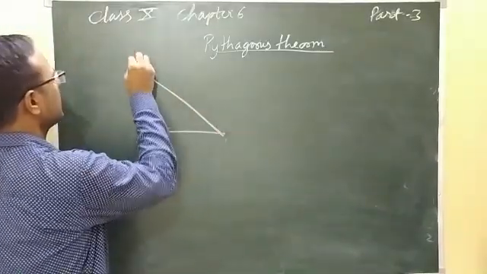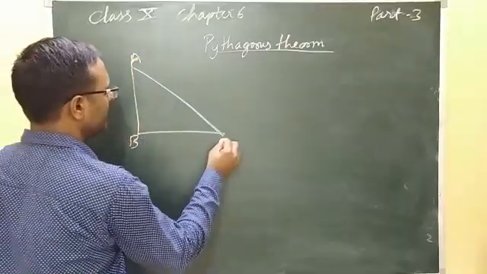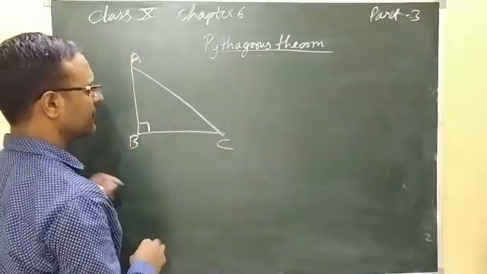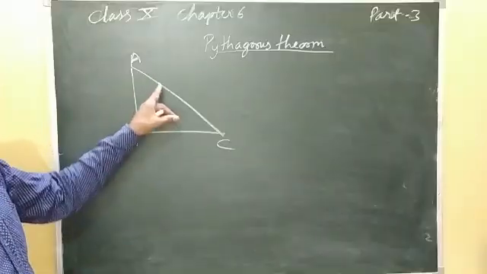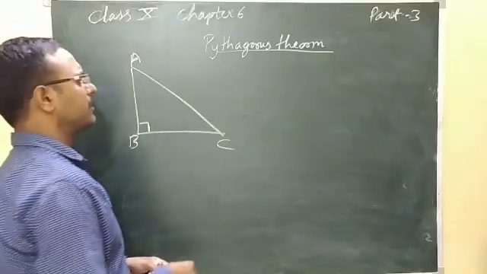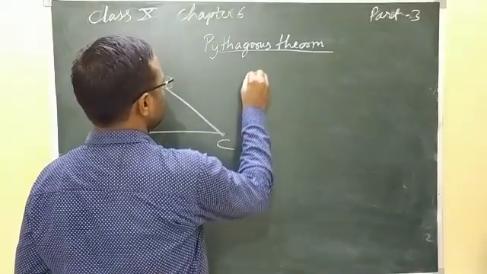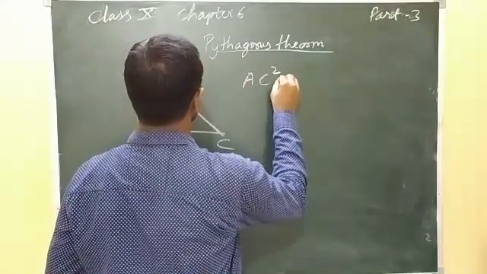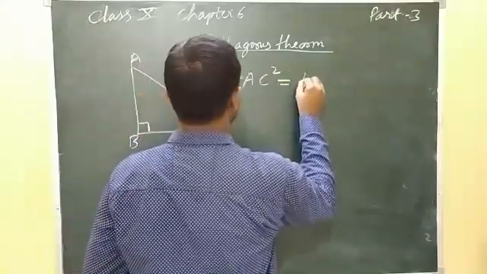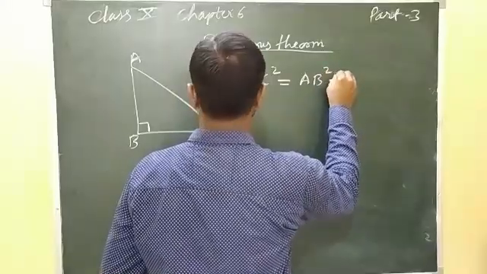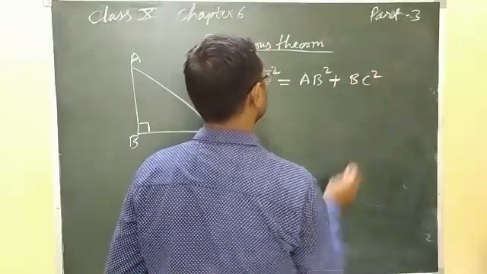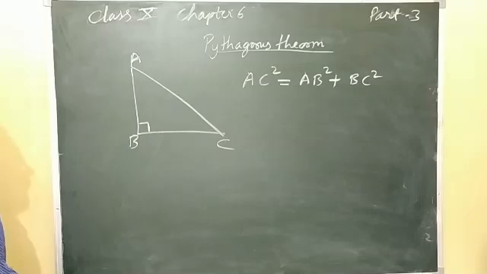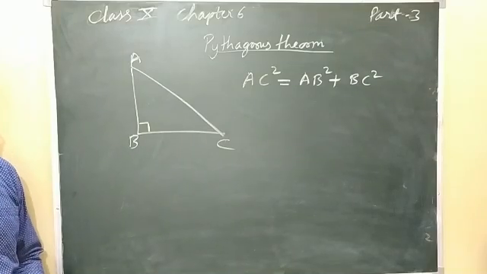This is a right angle triangle ABC in which angle B is 90 degree. Okay, now AC will be the hypotenuse. So according to Pythagoras theorem, what does the Pythagoras theorem say? AC square equal to AB square plus BC square. Okay, AC square equal to AB square plus BC square.